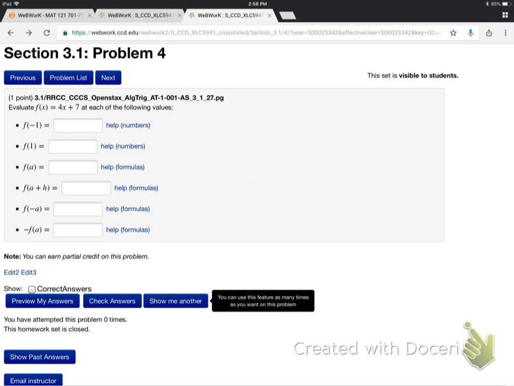How about if you replace it with a letter? Well, f of a is just 4a plus 7. Again, all I've done is replace the x with an a. That's all that is, okay? Let's keep on going. A bit harder one. F of a plus h, okay? This means replace the x with an a plus h.